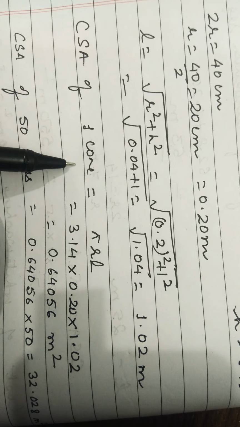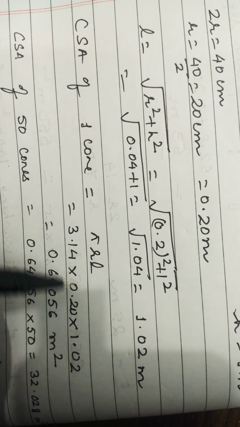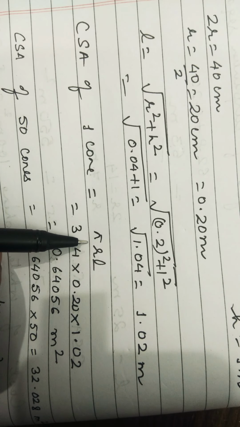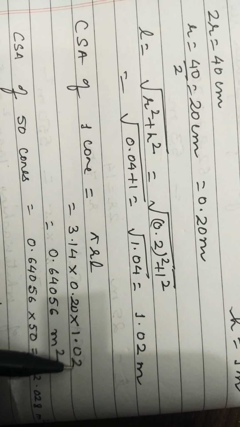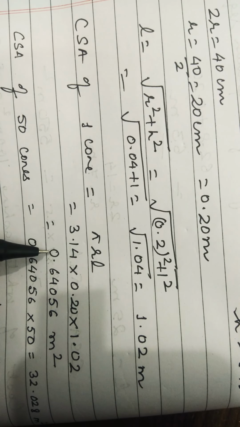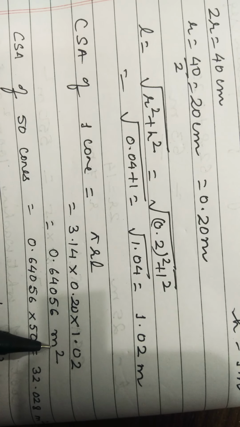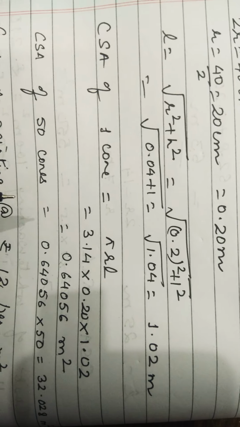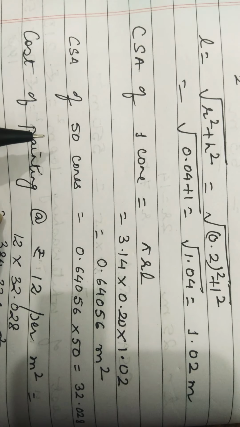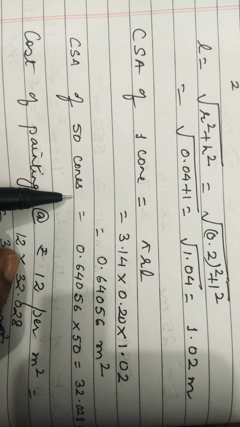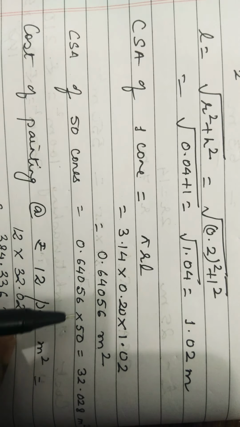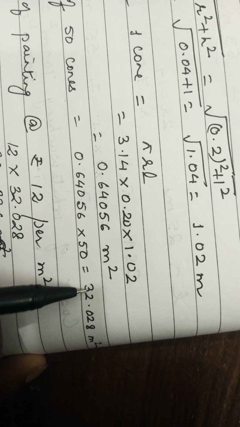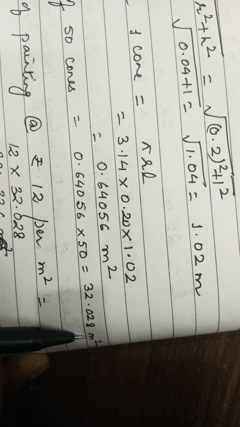Now curved surface area of one cone equals pi RL. So here we have to use pi as 3.14. So 3.14 into 0.20 into 1.02. When you multiply it, you will get 0.64056 meter square. This is the curved surface area of one cone. We have to find out the curved surface area of 50 such cones. So for finding the curved surface area of 50 cones, we will multiply this area with 50. When you multiply this, you will get the answer as 32.028 meter square.